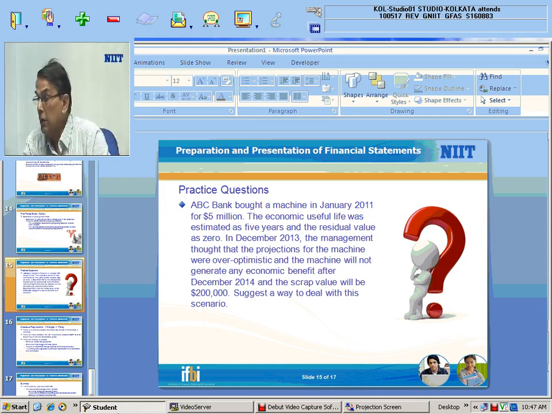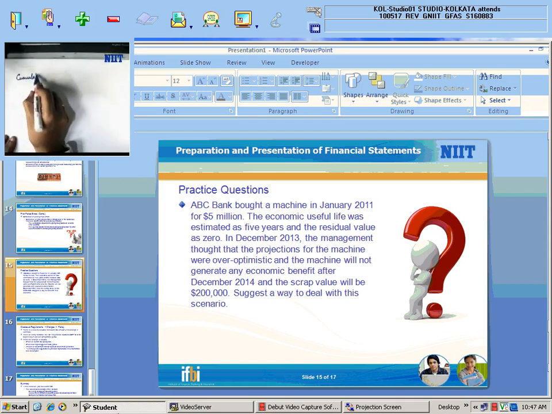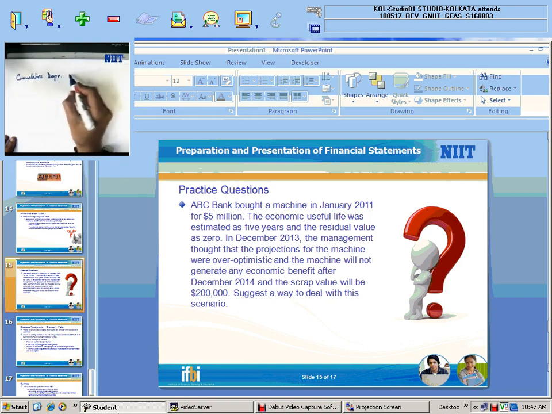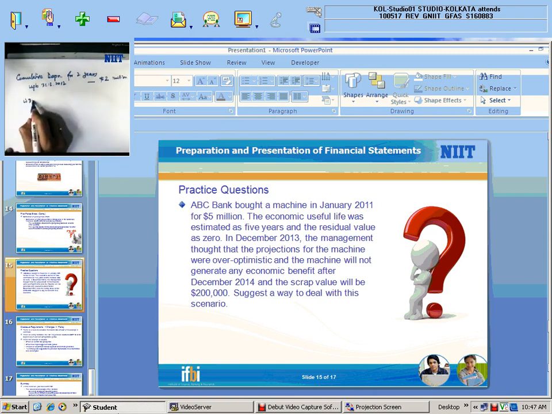For 2011 and 2012, cumulative depreciation for 2 years up to 31st December 2012 is 2 million. The machine's purchase price is 5 million, so the written down value as on 1/1/2013 was 5 million minus accumulated depreciation of 2 million, so it is 3 million. Now in December 2013, the management changed the accounting estimate: the machine will be useful for another 2 years, and at the end of the remaining 2 years, the machine will have a residual scrap value of 200,000.